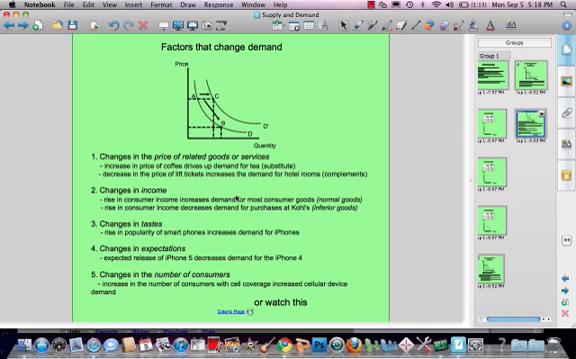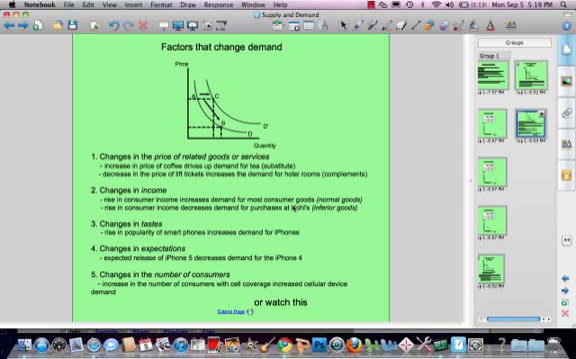Second, changes in income. A rise in consumer income increases demand for most consumer goods, what we call normal goods. So a rise in consumer income will increase demand for smartphones. A rise in consumer income will increase demand for luxury cars. On the other side, rising consumer income decreases demand for purchases at Kohl's. That's the example I used here. Inferior goods, so purchases that you think people are likely to make more of when their incomes are lower, those purchases will decrease as incomes rise because they'll stop shopping at a place like Kohl's and they'll start shopping more at a place like Nordstrom.